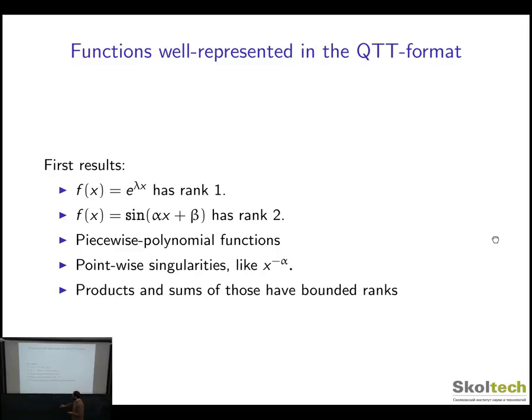And for example, if you take the function like absolute value of x, it also has rank bounded by 2. So in fact, this is not related to smoothness, but to point-wise singularities. And you can generalize this idea to 2 dimensions. There the situation is more complicated.